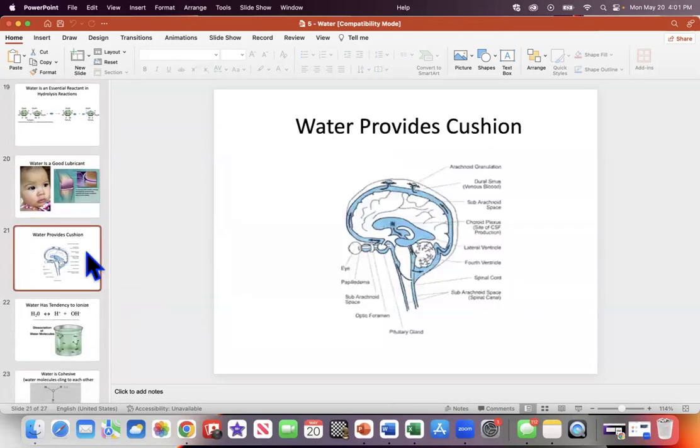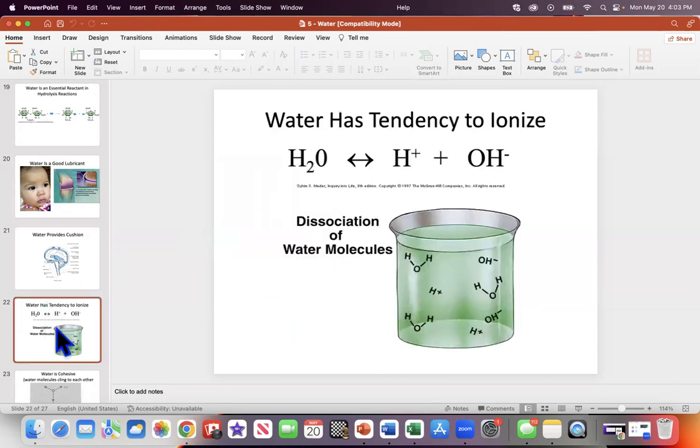Water can also provide a cushion function. When we go to AP1, the central nervous system, your brain and your spinal cord, is covered by a liquid called cerebrospinal fluid. This liquid provides a cushion. So when you shake your head, it won't directly hit the skull and cause a concussion. Sometimes it still happens in some athletes, when the shaking is too much. But with this water, it provides a cushion.